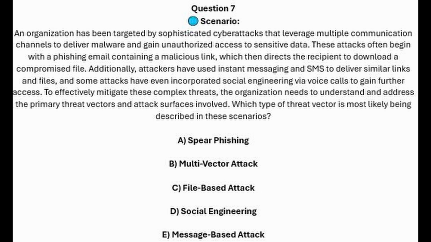To effectively mitigate these complex threats, the organization needs to understand and address the primary threat vectors and attack surfaces involved. Which type of threat vector is most likely being described in these scenarios? Is it A. Spear phishing? Is it B. Multi-vector attack? Is it C. File-based attack? Is it D. Social engineering? Or is it E. Message-based attack? You now have 5 seconds.